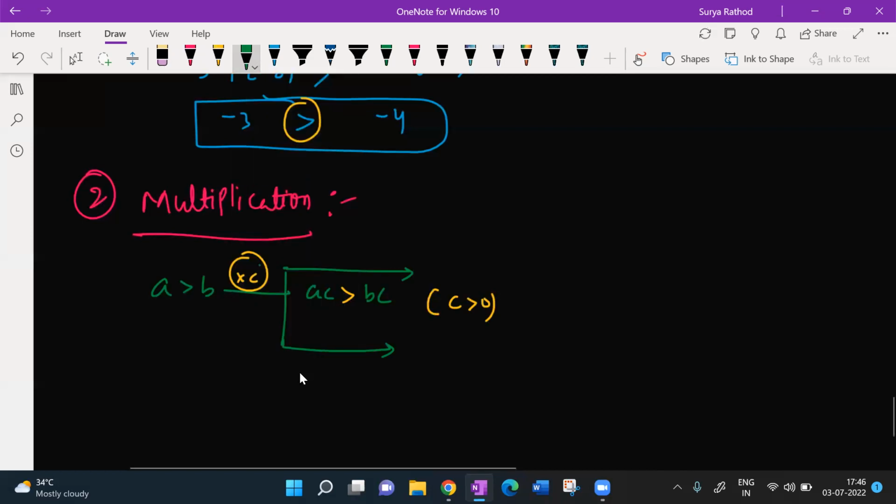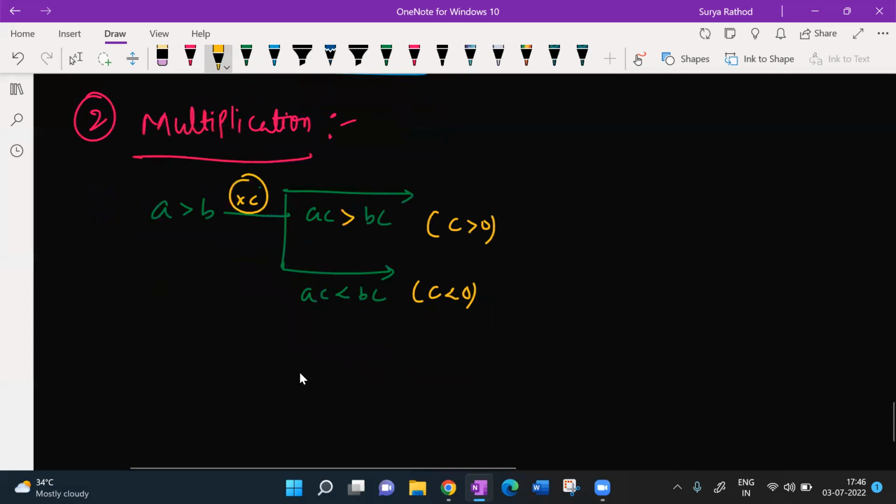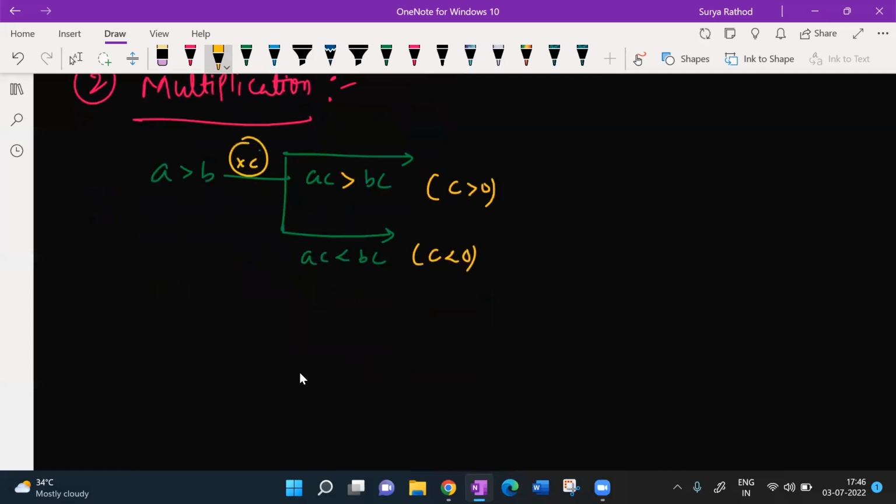If C is less than 0, the inequality changes. When? If C is less than 0, the inequality changes. Sir, we didn't understand. Can you give an example so that we can understand it in a neat manner? Very simple. Let me tell you.